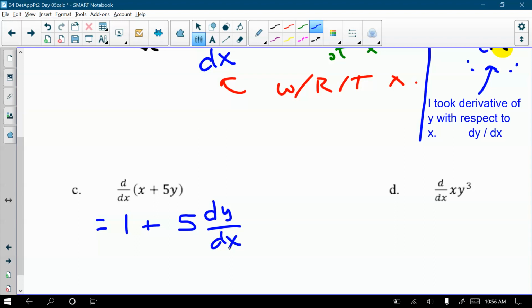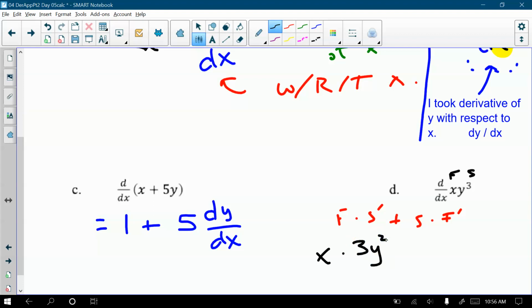Okay, so that's C. For D, I need a product rule. So let's do first times second, derivative of second plus second times the derivative of first. Please pause the video if you want to try it on your own. And I'm going to get, the first one will be x, the second one will be y cubed. I'm going to get x times the derivative of y cubed. Make sure you try it on your own. 3y squared, because that part doesn't change. The power rule will stay.